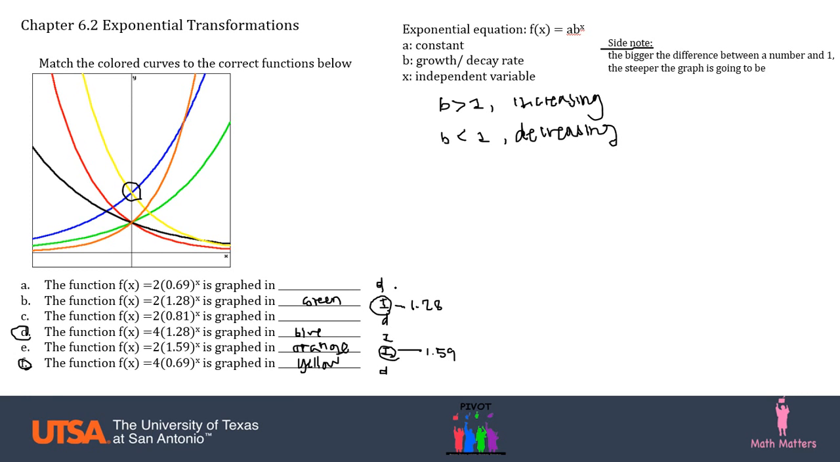Now we're going to do the same thing to the decreasing. So there's only two left. The b is 0.69, and the b for part C is 0.81. Because 0.69 has a bigger difference than 0.81, this is going to be steeper.